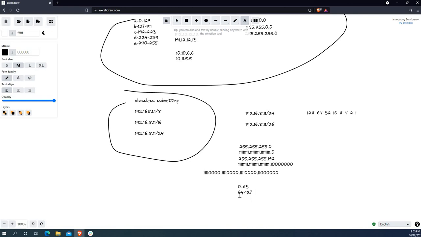So now you will have a network of 128 to 191. And finally, you will just connect it back to 255. And this will be your network now. And that's how your network will be segmented using classless subnetting.